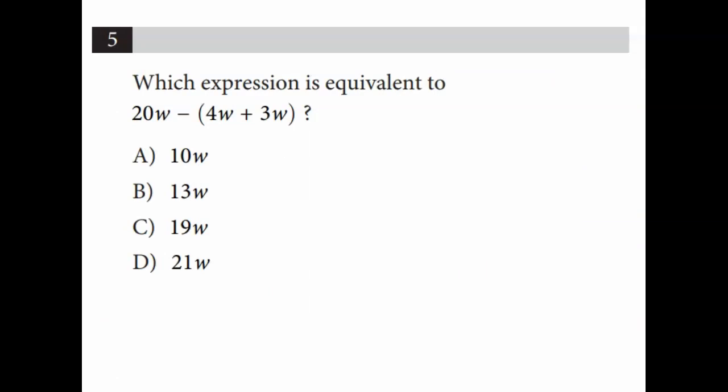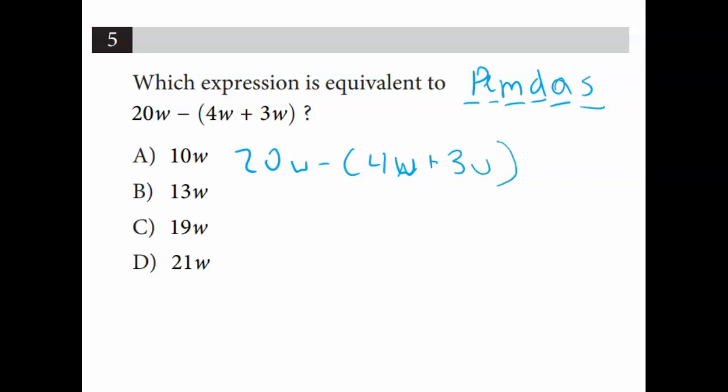All right, number 5. Which expression is equivalent to 20w minus 4w plus 3w? So what this is testing us on is PEMDAS. Parentheses, exponents, multiplication, division, addition, subtraction, and that is the order you go in when solving equations. So the first one is parentheses. So that means we must solve what is in the parentheses first. Oops, that's supposed to be a w. So therefore we do 4w plus 3w first. Then we do 20w minus 7w, because 4 plus 3.